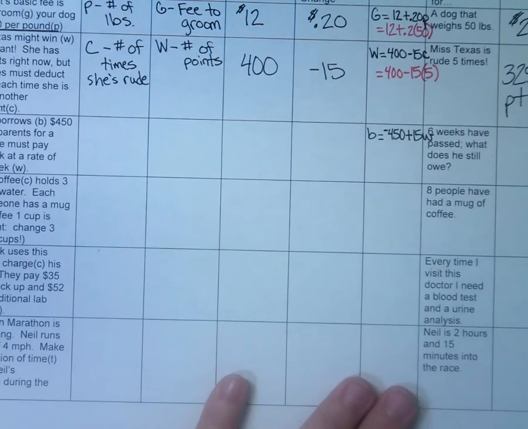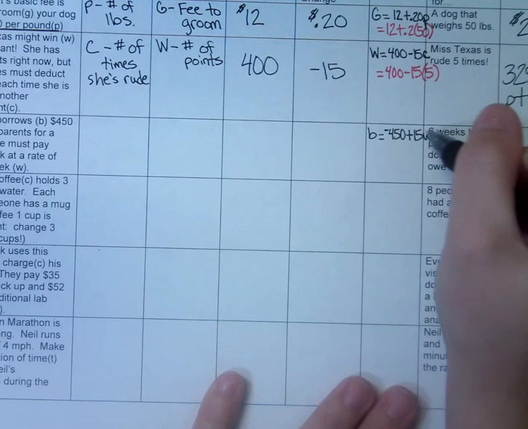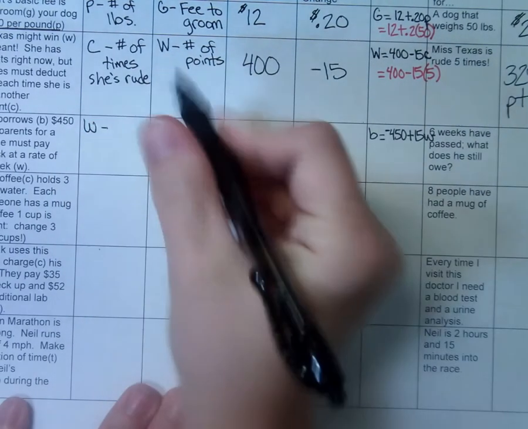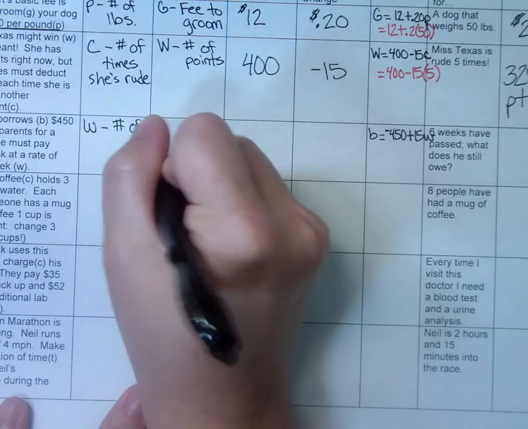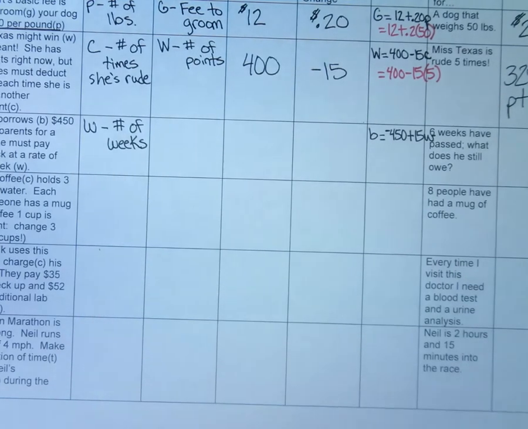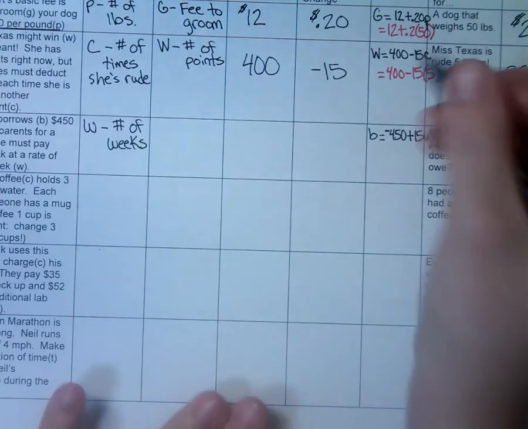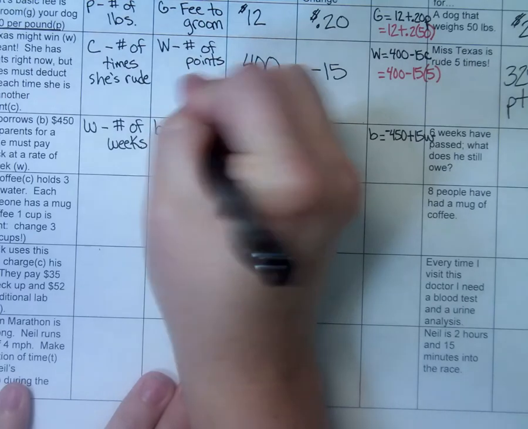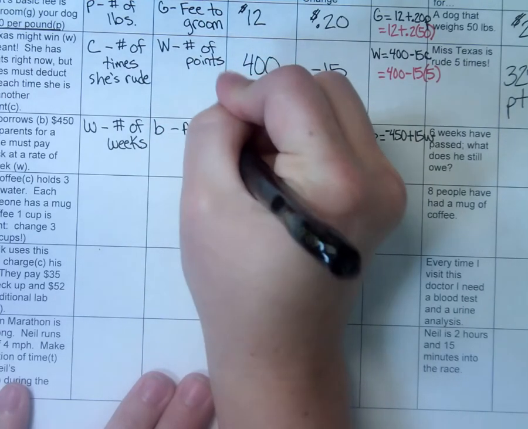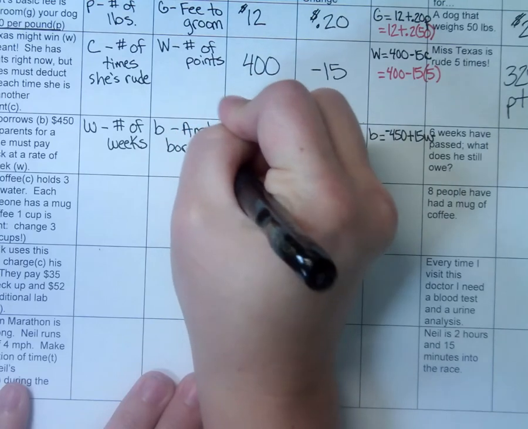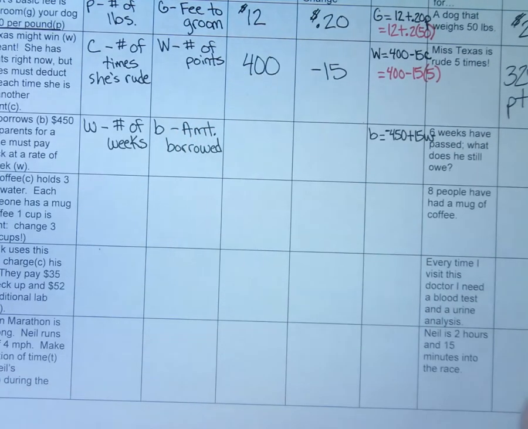Okay, so independent variable. Typically it's the X, but instead of X, this time it's a W. And W stands for the number of weeks. You're paying them back $15 every week. Okay, the dependent variable is typically the Y, but this time it's a B. And B stands for how much we borrowed. So the amount borrowed. It's how much he owes.